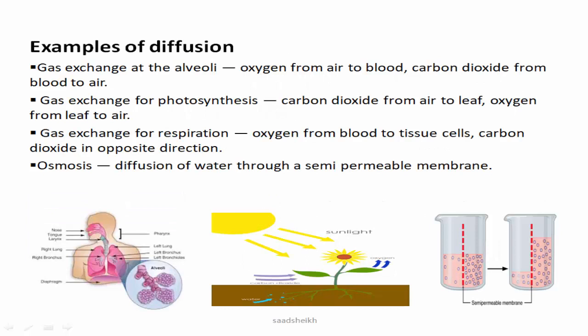Examples of diffusion: gas exchange at the alveoli, oxygen from air to blood, carbon dioxide from blood to air. Gas exchange for photosynthesis, carbon dioxide from air to leaf, oxygen from leaf to air. Gas exchange for respiration, oxygen from blood to tissue cells, carbon dioxide in the opposite direction. Osmosis, diffusion of water through a semi-permeable membrane.